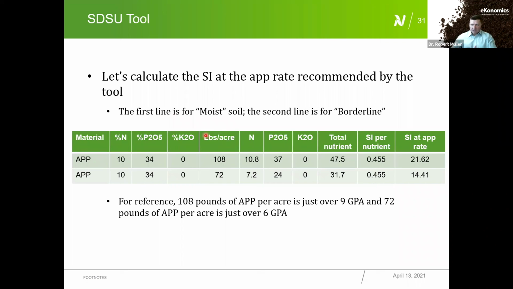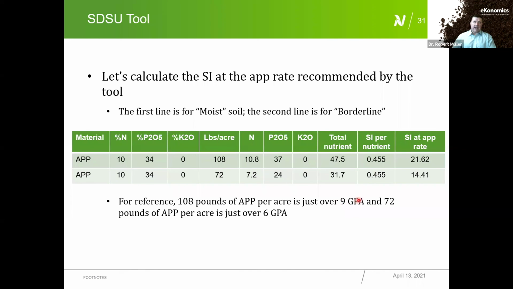There's another step in this process to make another evaluation. 10-34-0, 108 pounds per acre rate. I'm supplying 10.8 pounds of nitrogen per acre, 37 pounds of phosphate per acre. My total nutrient content is 47.5. My 0.455, which comes from that table from the Mortvedt publication. My salt index at the application rate is 21.6. That's a little north of the 20. It's actually going to be just north of 9 gallons per acre.